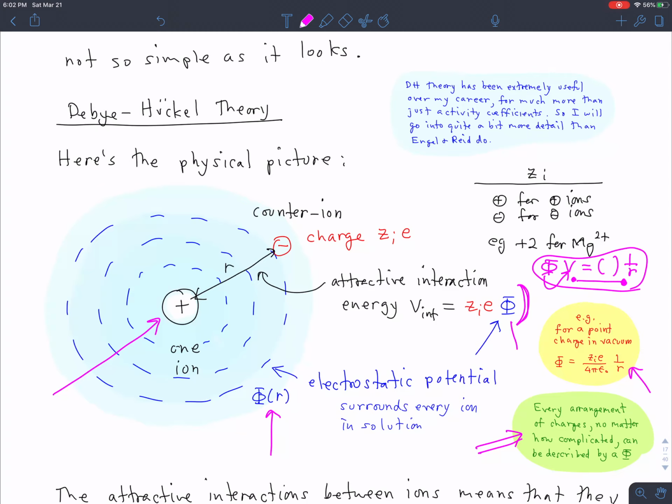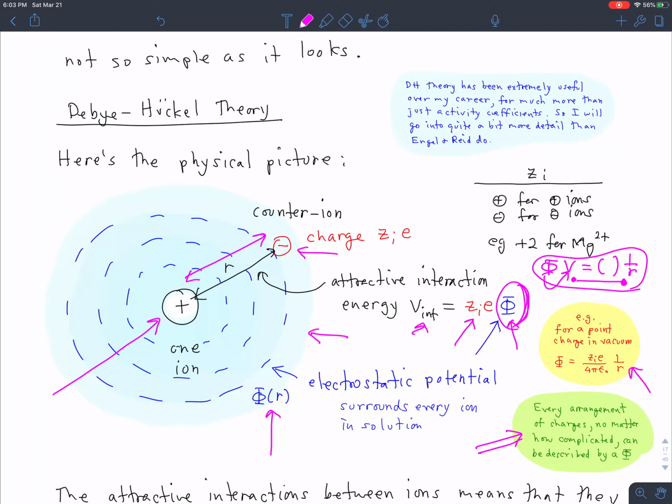It's potential energy of interaction per unit charge. So if I have the electrostatic potential here, and that's the blue stuff that I drew in, and then I multiply it by the charge of my incoming charge, then this is the energy of interaction between these two charges.